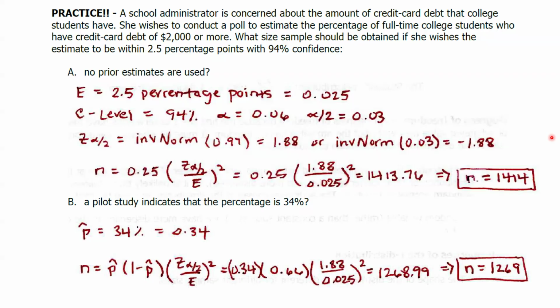Now for B, you are given a prior estimate. So you can utilize that percentage, which is 34. So P hat here would be 34% or 0.34. Plugging in that value into our first equation for finding the estimate for the sample size, we would plug in P hat, 1 minus P hat, Z alpha divided by 2, which we found in A, divided by our margin of error E, which is 2.5 percentage points, getting us 1,268.99. Rounded up would give us 1,269. Okay. And that concludes section 9.1.